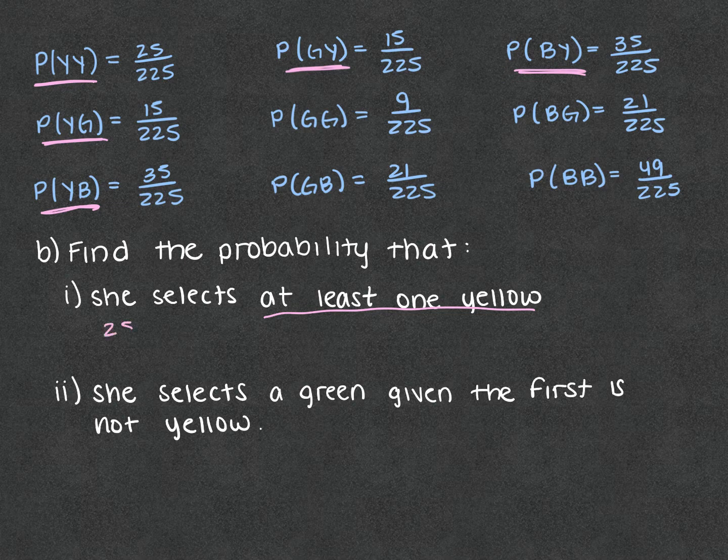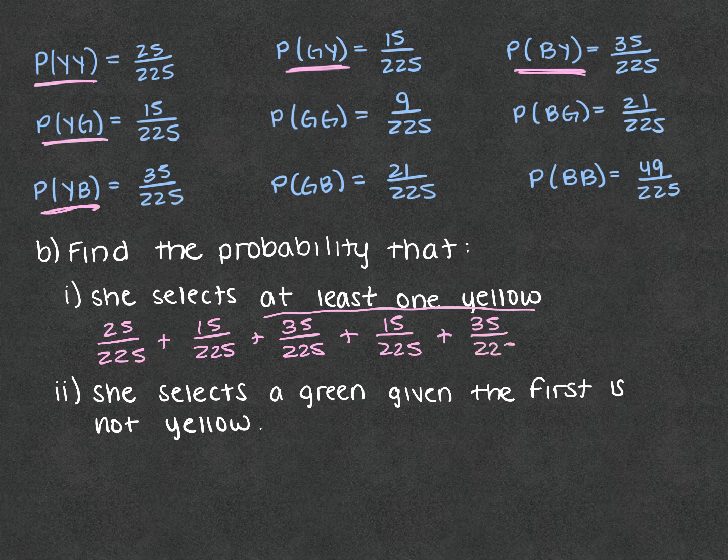So we'd have 25 out of 225 plus 15 out of 225 plus 35 out of 225 plus 15 out of 225 plus 35 out of 225. If we add that all together, 70 plus 30 is 100, so 125 out of 225. Okay, and then we can simplify, so that would be 5 out of 9.